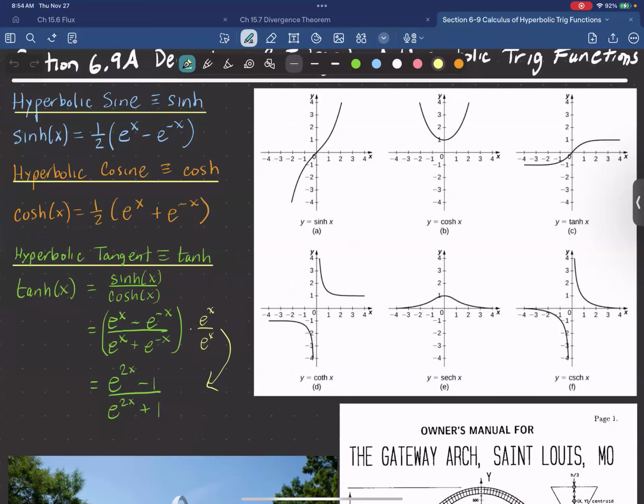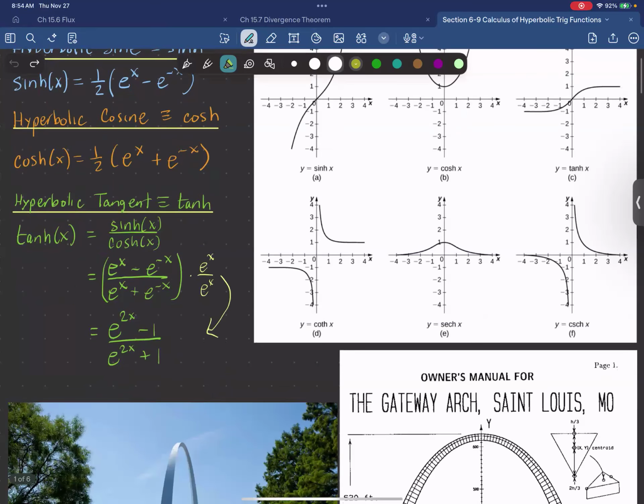They all have different shapes. Hyperbolic sine looks a little bit like tangent to me. Hyperbolic tangent looks a lot like one of the inverse trig functions. Hyperbolic cosecant looks like 1 over x over here. Look at that, it looks a lot like 1 over x. Hyperbolic secant actually looks like the standard bell curve. It's really neat. So there are a lot of famous ones.